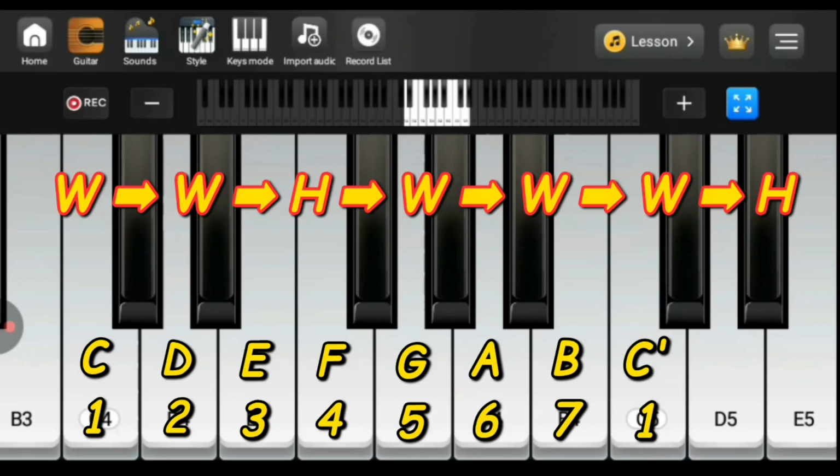1, 2, 3, 4, 5, 6, 7, and back to 1 again in the higher octave for our number 8.